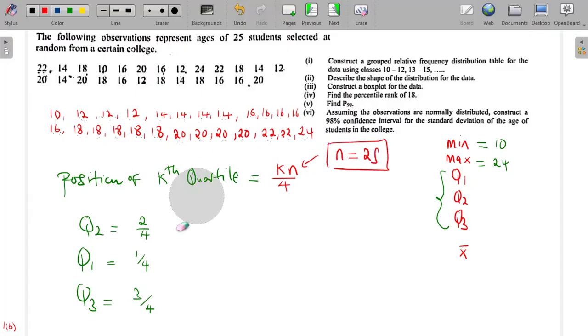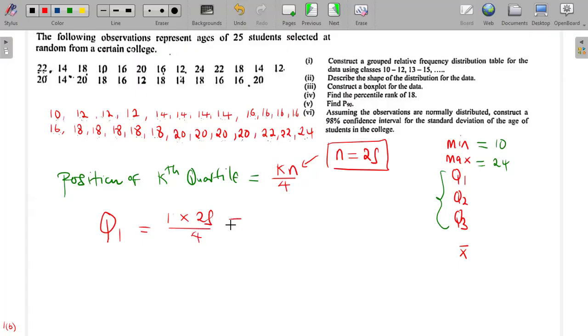Okay, so let's find the position of these guys and then actually extract them. The position of Q1 is k, which is 1, multiplied by this n and then divided by 4. So 1 multiplied by 25, then divided by 4, will be equal to about 6.25.